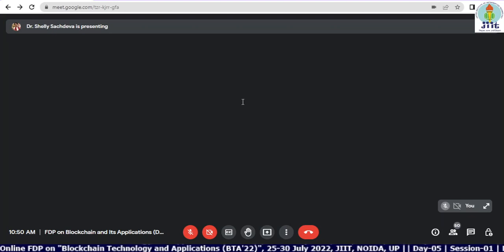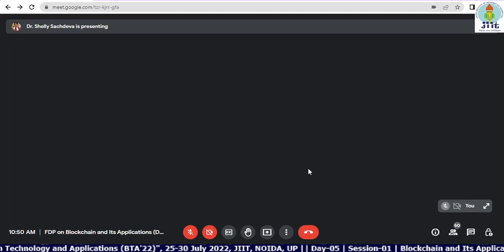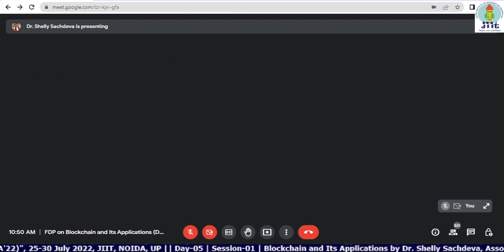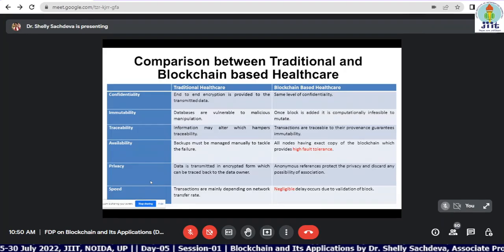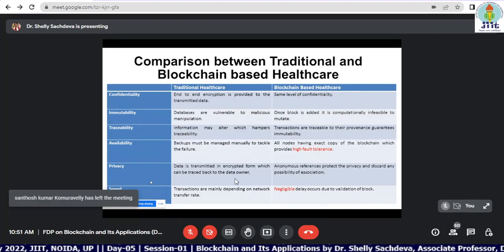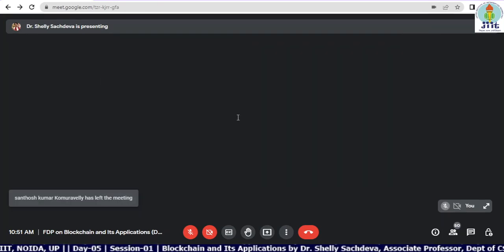Then the next is privacy. Data is transmitted in encrypted form, which in the traditional system can be traced back to the data owner. In privacy, it says there are anonymous references. So it will never be revealed on the blockchain that this particular data belongs to me, but I have the key. So I know that this particular transactional data belongs to me, right? But the other people participating in the blockchain have anonymous references, right? That protects the privacy and discards any possibility of association.